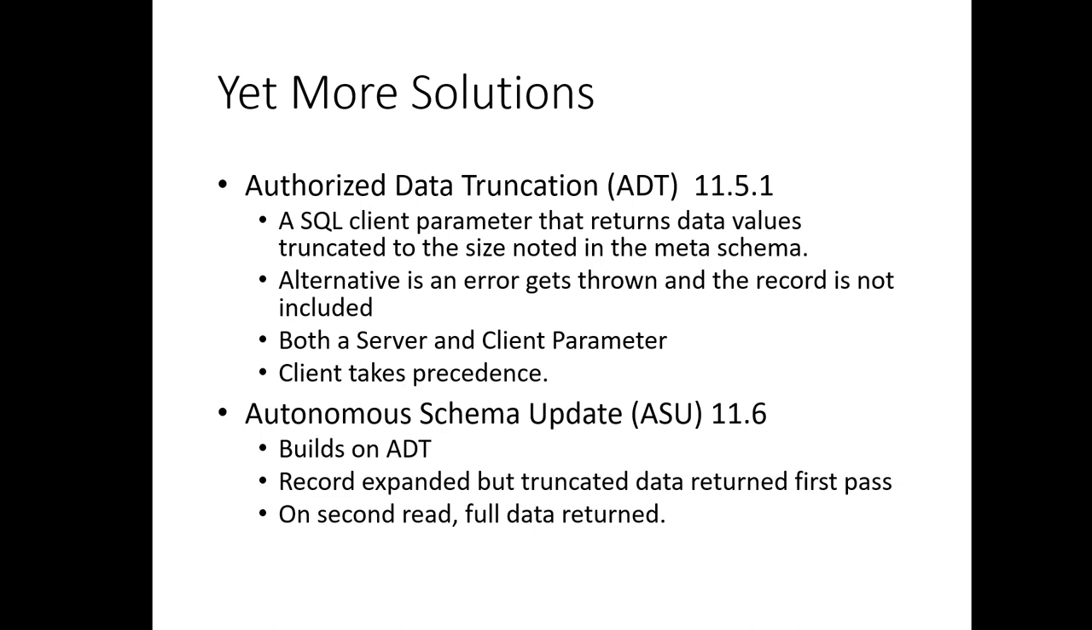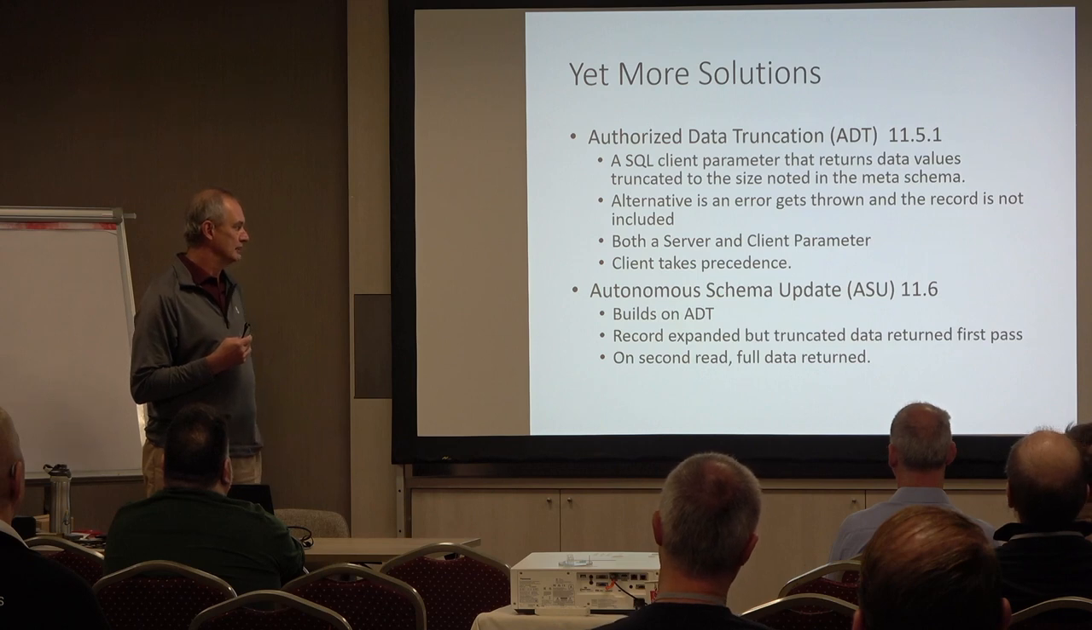So a couple more updates that came through in 11.5.1: ADT is authorized data truncation. It is the first step in fixing the problem. I wouldn't rely on it, because basically what happens is it returns the data value truncated to the amount that the SQL meta schema says. So if people are counting on the complete value coming out and they're only getting a partial value out, that may or may not be helpful. The parameter can be both on the server and the client. If it's on the client, it takes precedence.